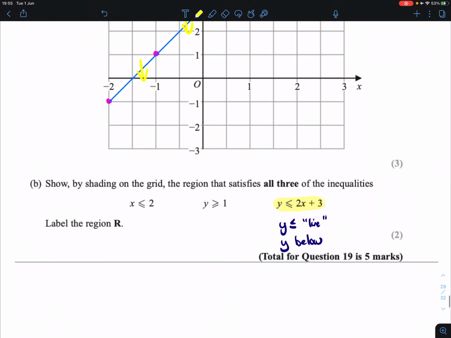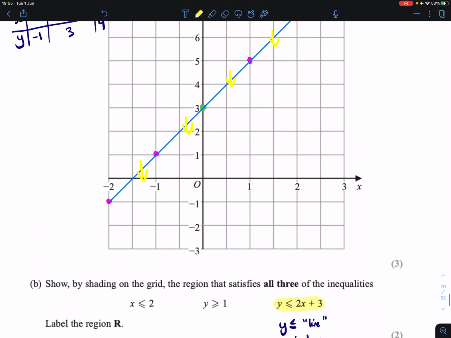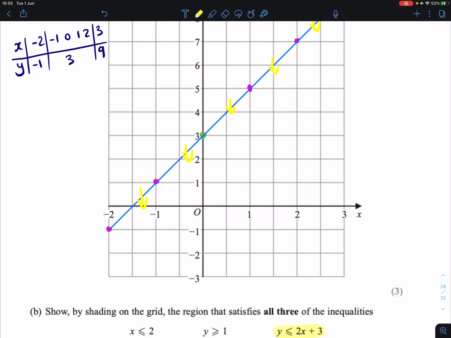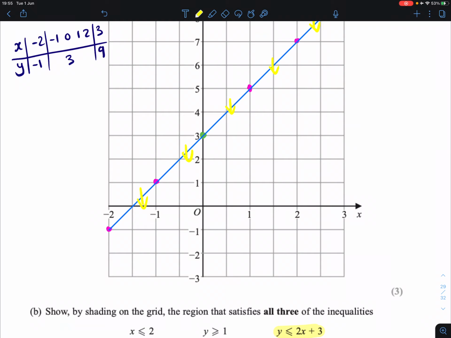So everything that is below this line is something we're interested in. Technically, we also care about the line itself because it's got an equal to. On the line is okay, but below that line is where we shade. So if we looked at that one alone, shading the region in would look something like this. But of course, we haven't taken into account the other ones, so let's actually look at them.